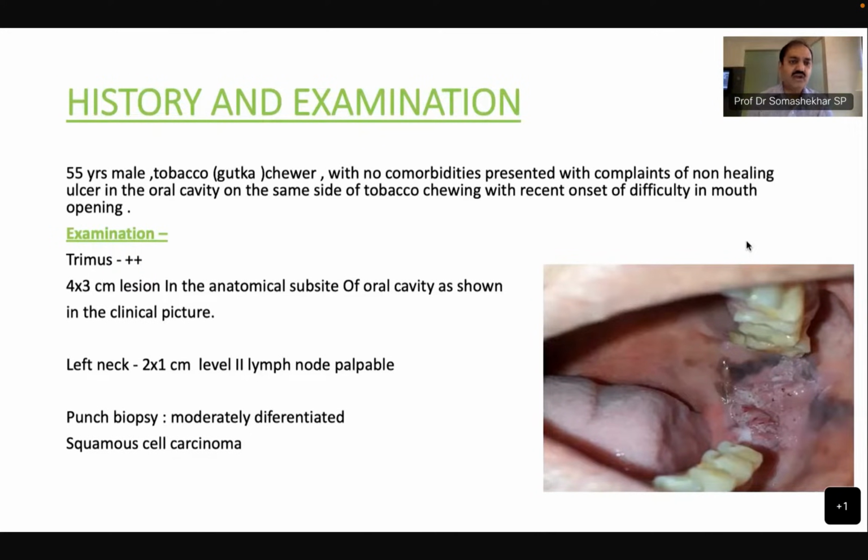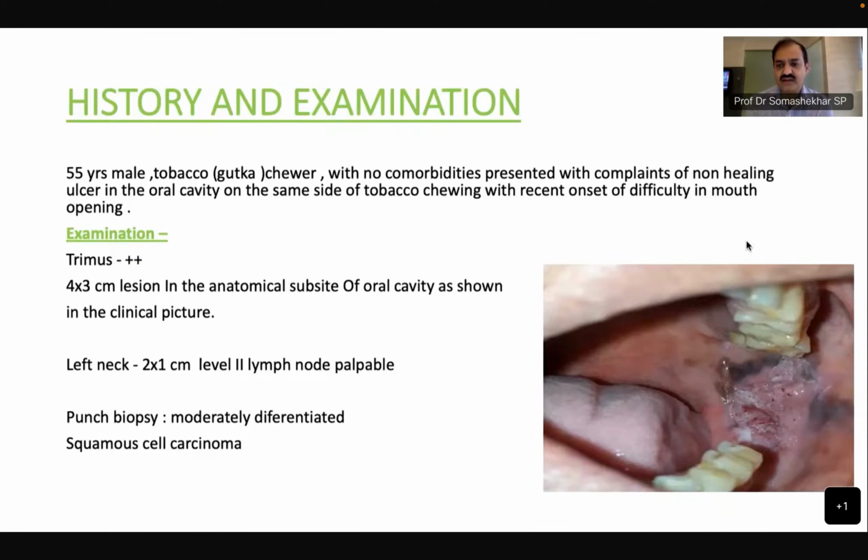Remember this. So, a 55-year-old male, tobacco chewer, no comorbidity, complains of a non-healing ulcer in the oral cavity. Look at the way I have put the history. Try to put it smoothly in the exam like this. On the same side of the tobacco chewing, with recent onset of difficulty in mouth opening, then you must know the trismus.